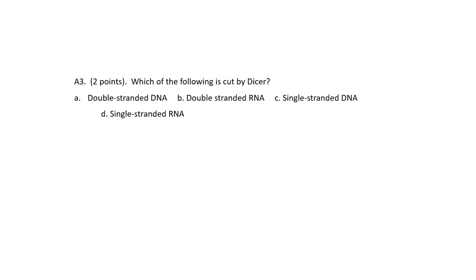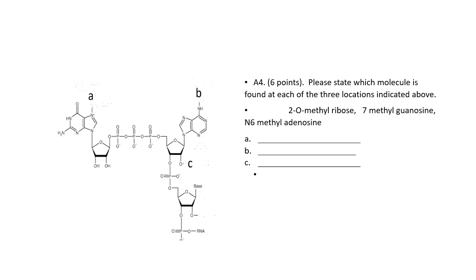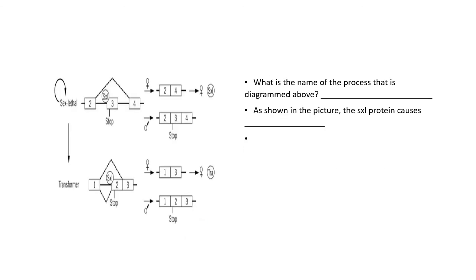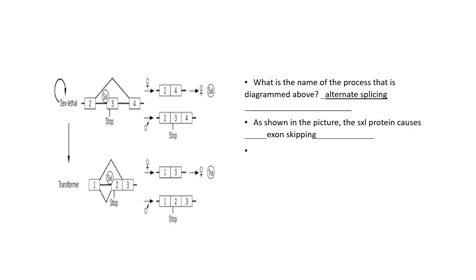Right, so we've got dicer. We've got 2-O-methyl ribose. This is what the cap structure looks like, remember? And this process is, of course, alternative splicing, and the sex-lethal protein causes exon skipping. Yay. Okay.